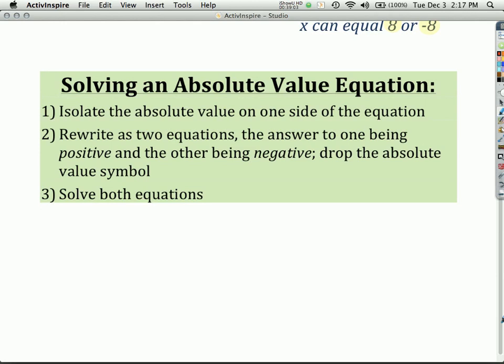Step 2 is where things get totally wacky. We've never done anything like this, and it's really a trick. It's a shortcut. We take our equation and we rewrite it as two equations. The answer to one of them is going to be positive, the answer to the other one is going to be negative. And we drop the absolute value symbol. Then we solve both equations, and that's how we get two solutions.